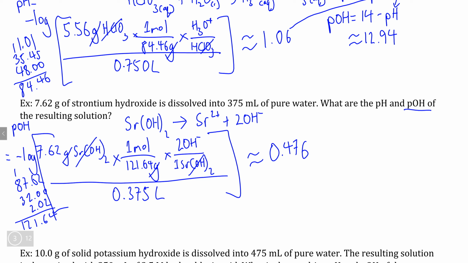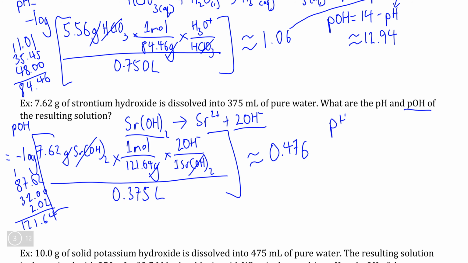Remember that pH and pOH are going to be a number between 0 and 14, and this is a very small number, which means that this solution is very, very basic, meaning that there's a lot of OH- in the solution, but that makes sense because for every 1 molecule of strontium hydroxide, we get 2 molecules of OH-.